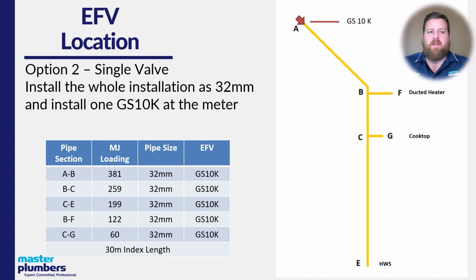So another option we've got here is to not run minimum sizing. We already know that A to B, B to C, and C to E were 32 mil. So we could run B to F and C to G in 32 mil as well. That means we could just use the one GS10K up here at the meter. All that you would then have to do is, when you reduced your piping size to go to the appliance or connect to the appliance, that you went straight back to copper and didn't reduce from that 32 mil in a multi-layer.